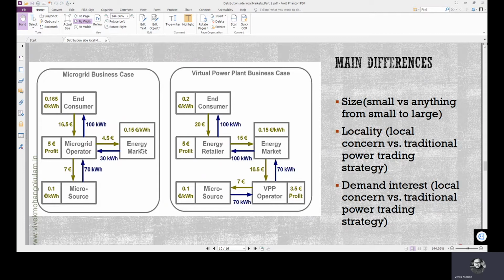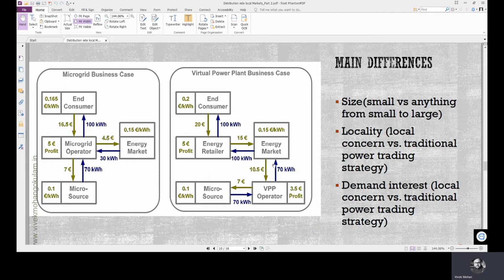Actually, the energy market is not an intermediary in the microgrid case, because maximum local consumption is encouraged. If the end consumer gets his whole demand satisfied from the micro source itself, then the microgrid operator is not required to approach the energy market. Here, to balance the demand and generation, he goes to the energy market.